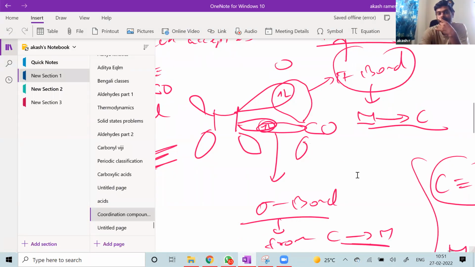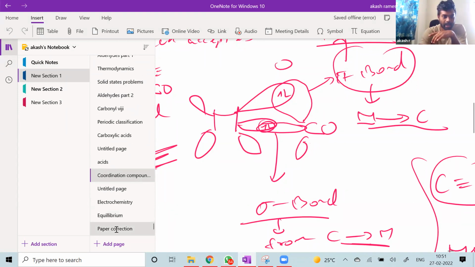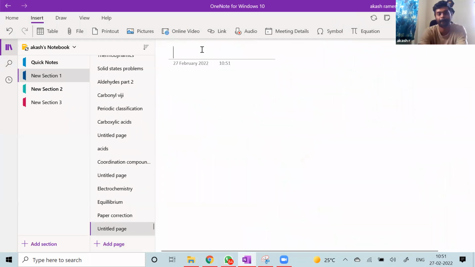Okay, fine. So that's about coordination compounds. Next we will start with kinetics.